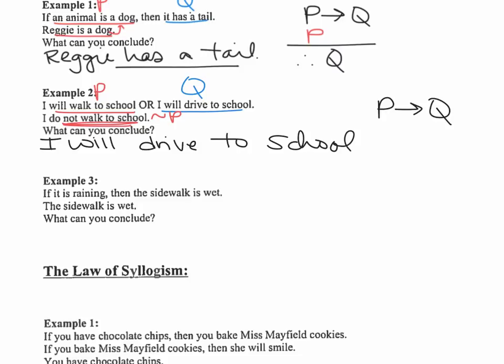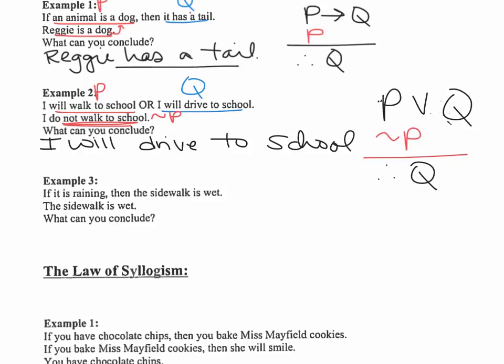Oops, and I just did that totally wrong. I hope you're all sitting there going like, she did it wrong. All right, let's try this again. It's not P arrow Q because it's not if-then. It's P or Q. So then the next sentence would be squiggle P. So therefore, I can conclude Q.